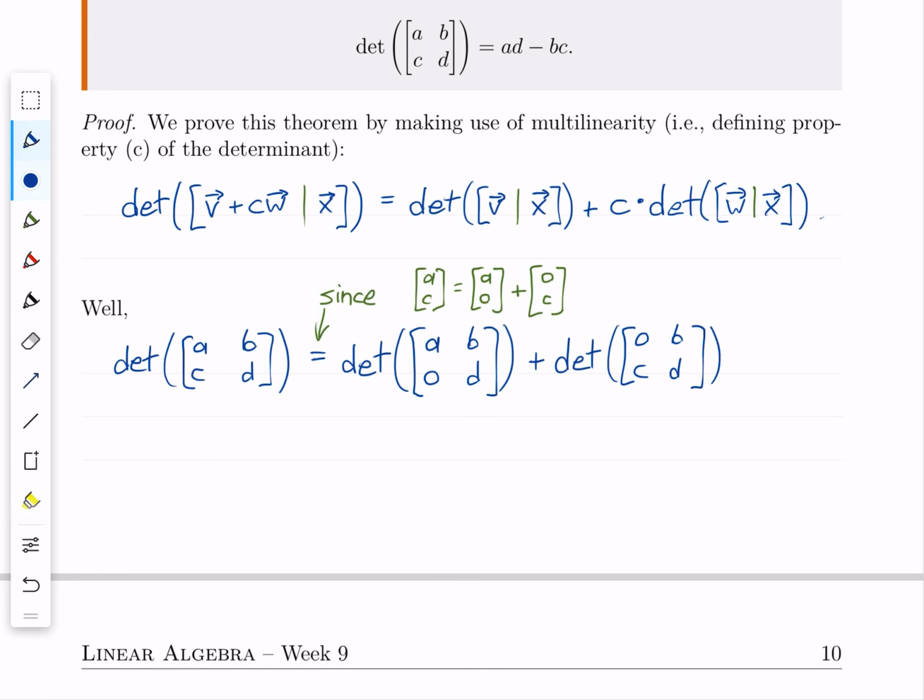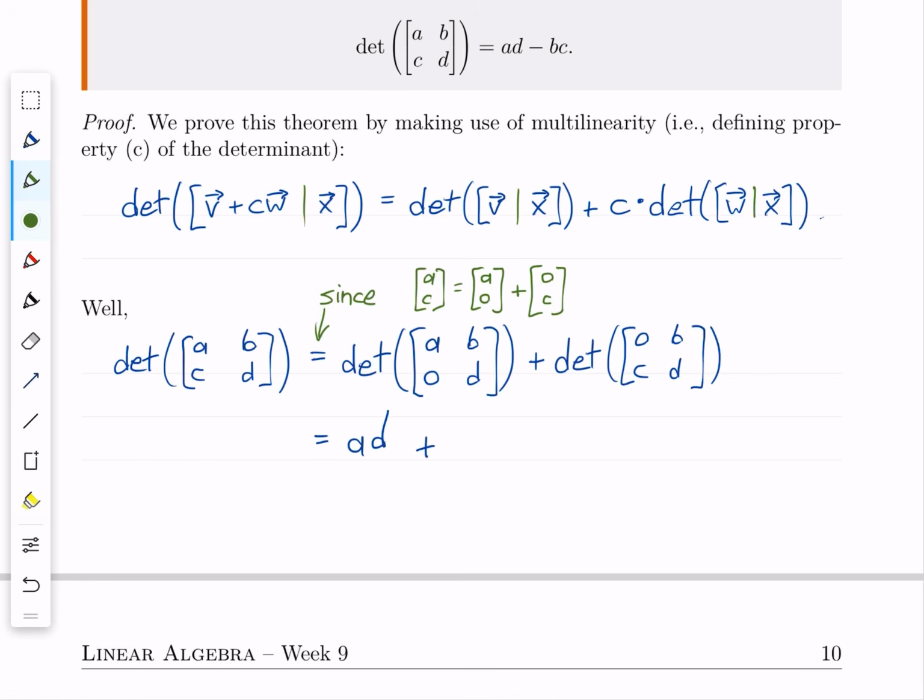But the reason that's a clever thing to do is, now look at these two determinants over on the right. In particular, let's focus on the first one. This is upper triangular, right? It only has 0 stuff in the bottom left corner. We know from our previous theorem that the determinant of an upper triangular matrix is just the product of the diagonal entries. So this first determinant, we know it right away. It's A times D, the product of those two diagonal entries.